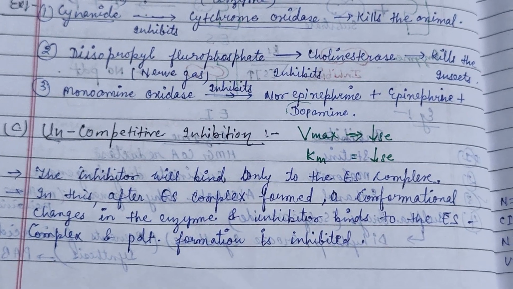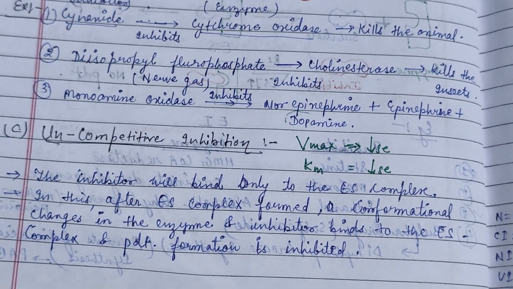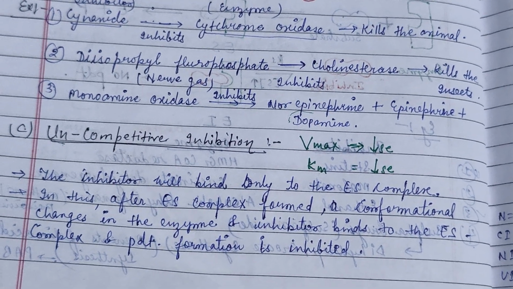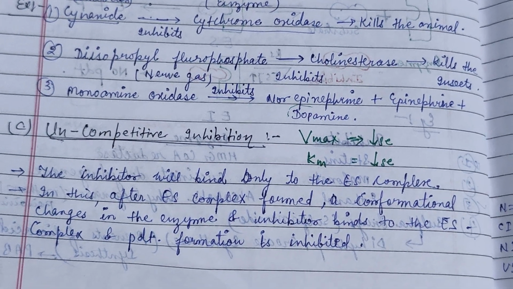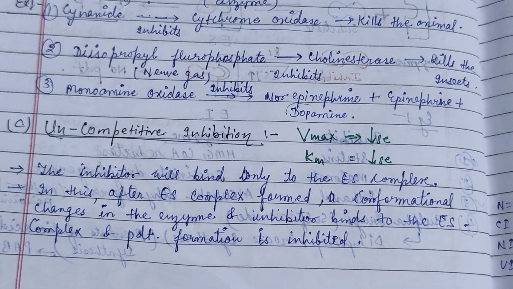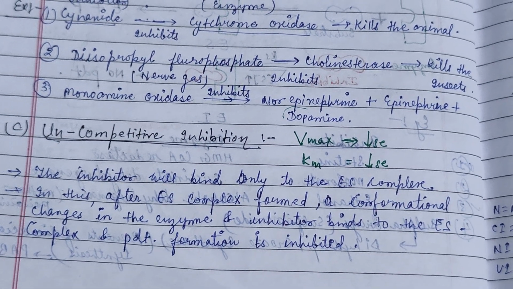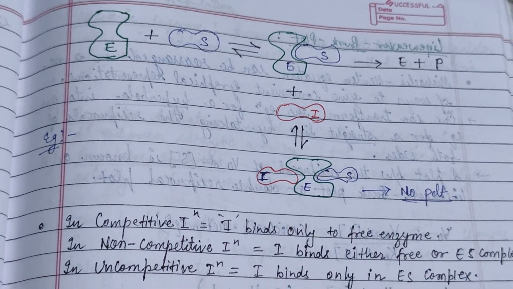In uncompetitive inhibition, Vmax decreases and Km also decreases. The inhibitor binds only to the ES complex, and in this, after the enzyme substrate complex is formed, a conformational change occurs in the enzyme and the inhibitor binds to the ES complex and product formation is inhibited. So this is a figure of the uncompetitive inhibition.